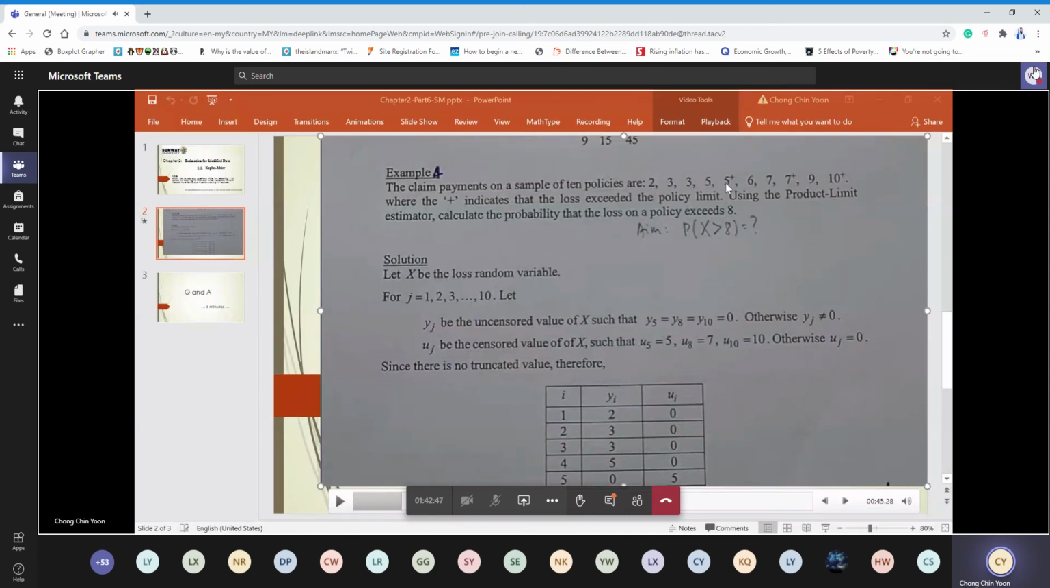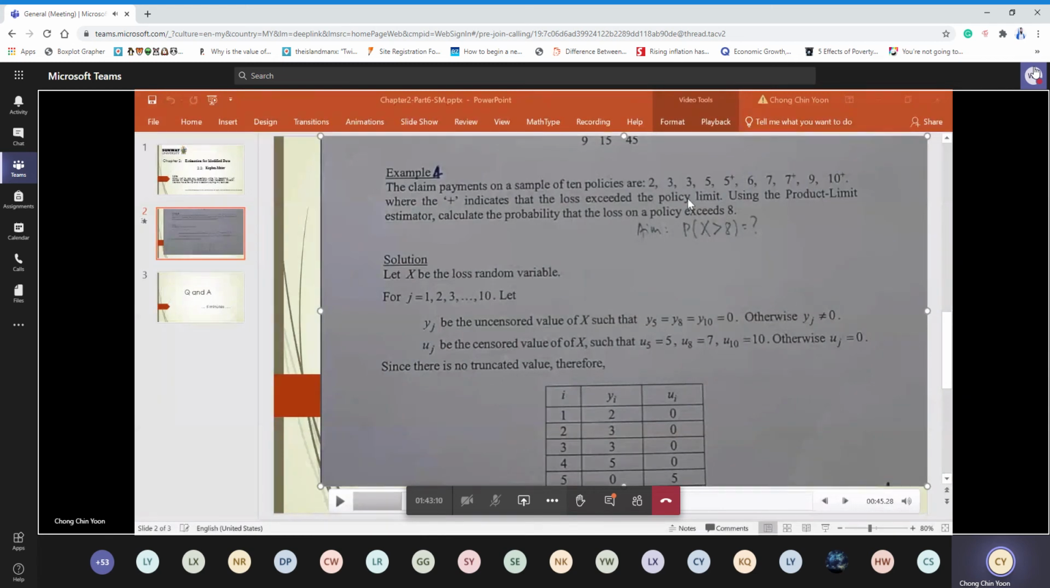Secondly, you have to see the 5 star. Okay, 5 plus, 7 plus, 10 plus. The plus indicates the loss exceeded the policy limit. Okay, so this policy limit, understood, refers to the censored value. I hope you get it.